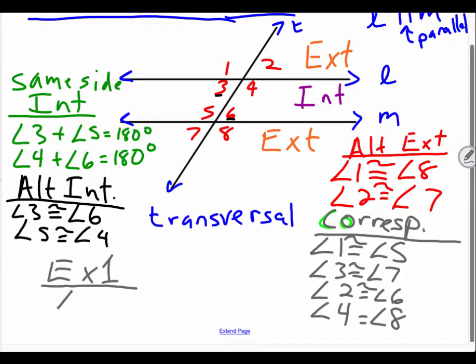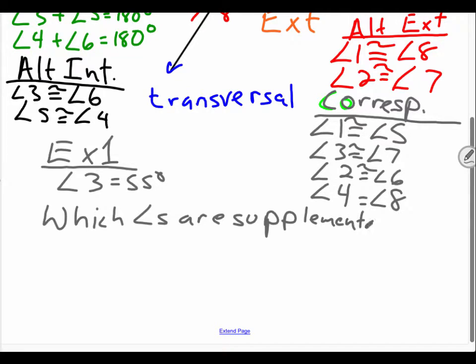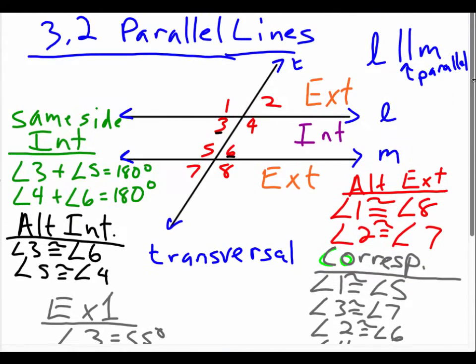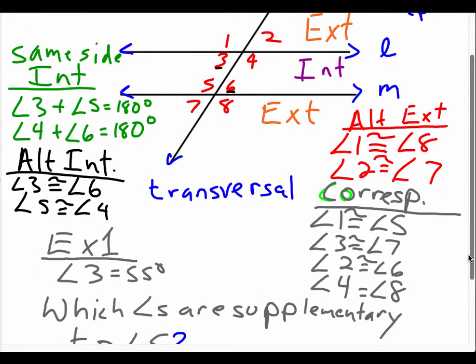It says angle 3 equals 55. Which angles are supplementary to angle 5? Okay. So angle 3 is equal to 55 degrees. Which angles are supplementary to angle 3?